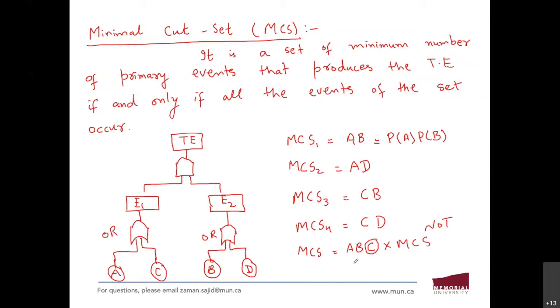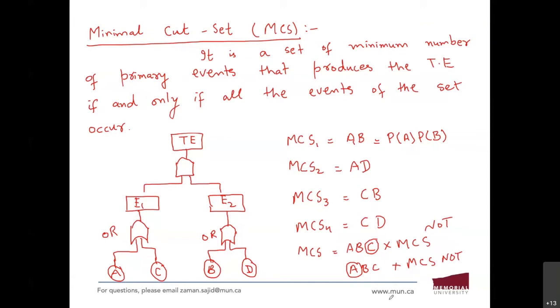Now the same can be true with the A even. If I have A, B, C, we can say that A is redundant here. So this is also not the minimal cut set, because the system has already failed because of the failure of the C here and the B here. By system failure, I mean the failure of the top event. This is also not the minimal cut set.